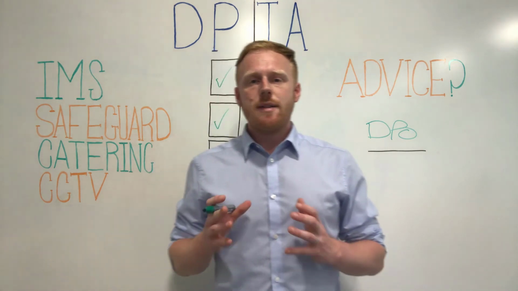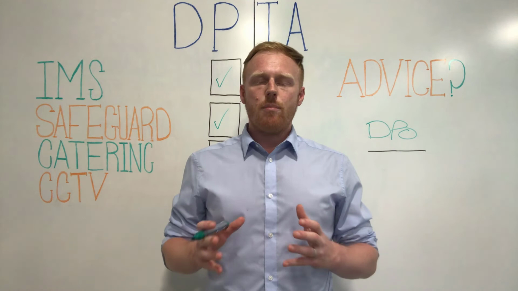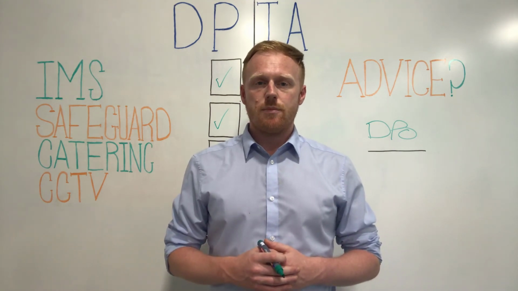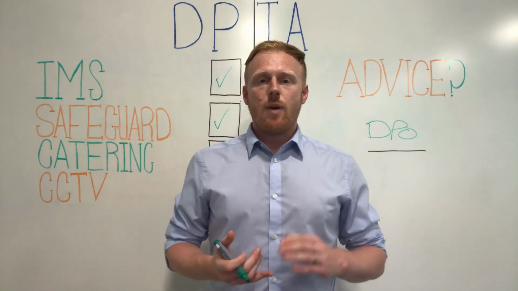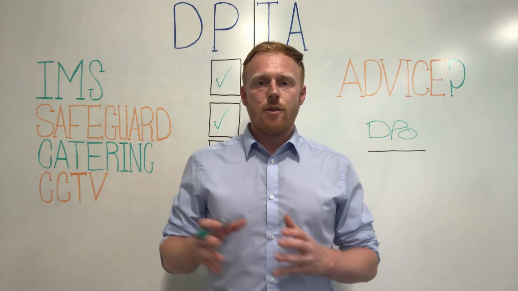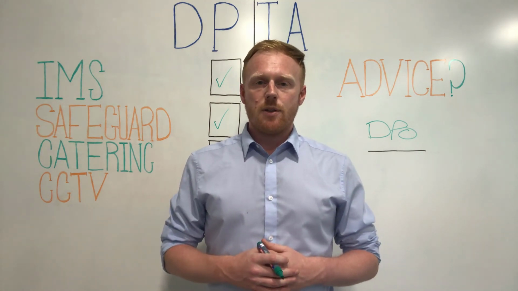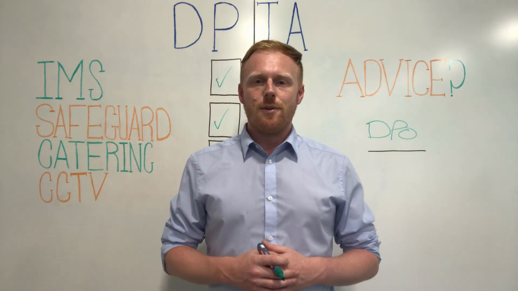So if you're able to identify the need to carry out a DPIA and make it an important part of your planning when you're introducing new systems into the school, you'll be able to identify the risks, you'll be able to put mitigating measures in place to prevent those risks from arising, and you'll be able to demonstrate that you're processing personal information in accordance with the UK GDPR.